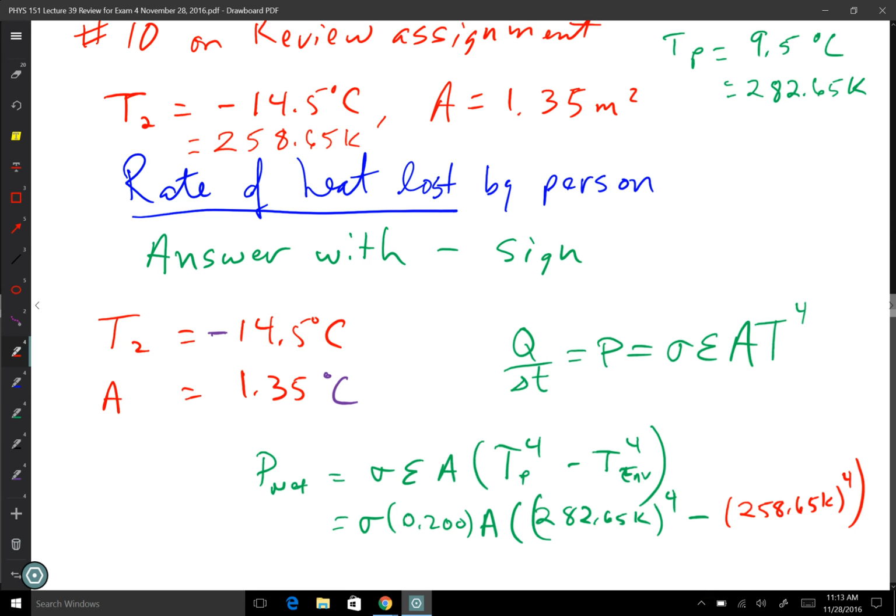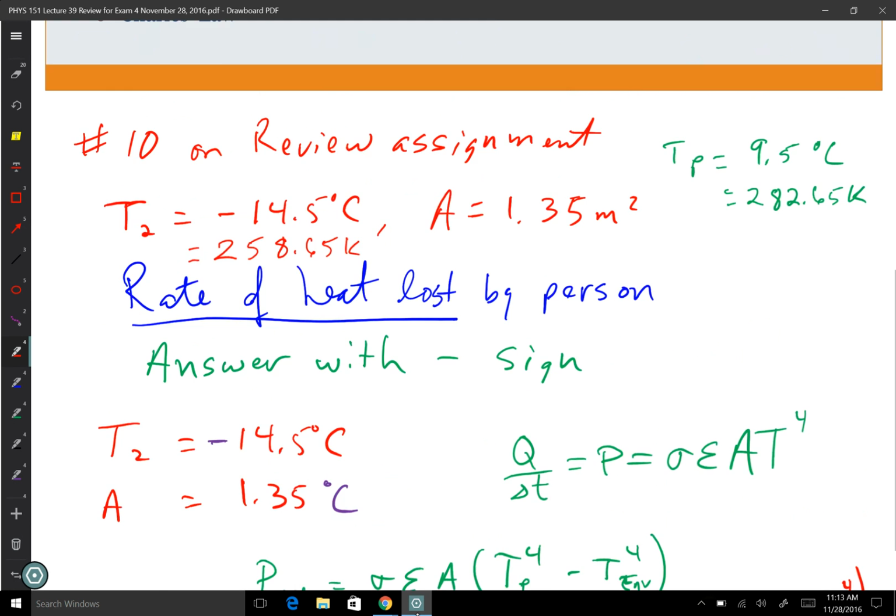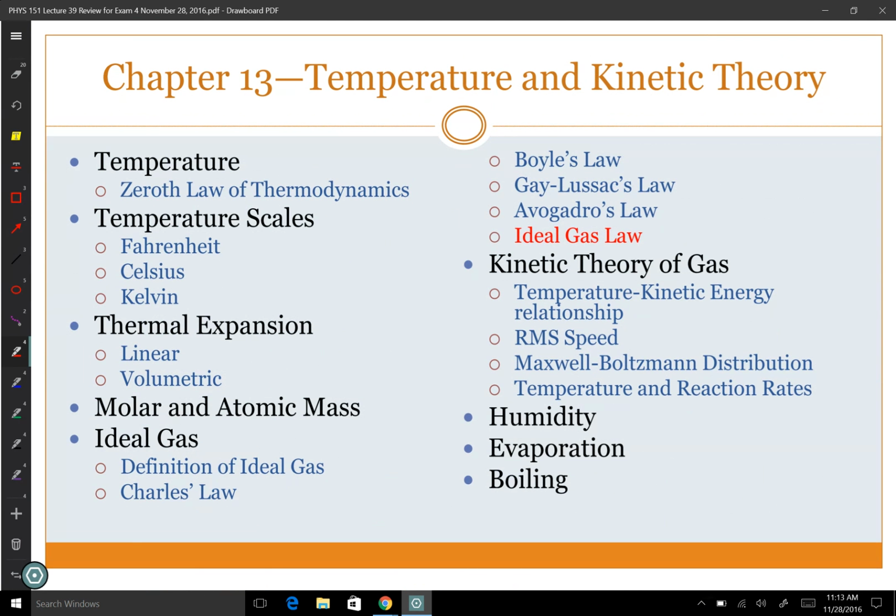And so that's how you calculate the answer. You're going to have different areas and different temperatures, but I showed my temperatures in there just so you remember, yes, you have to change it to kelvins. So I did all of this to remind us about the temperature scales.